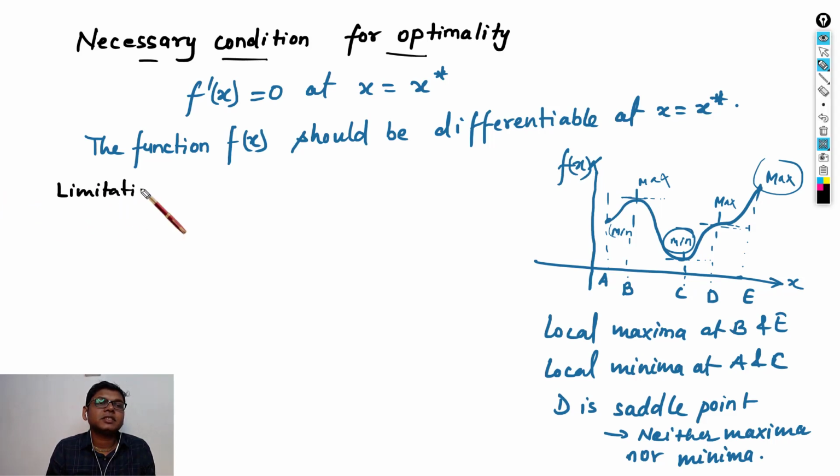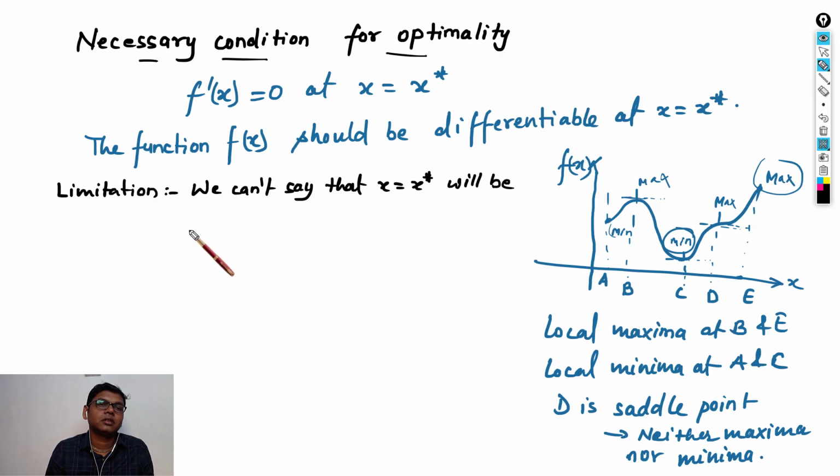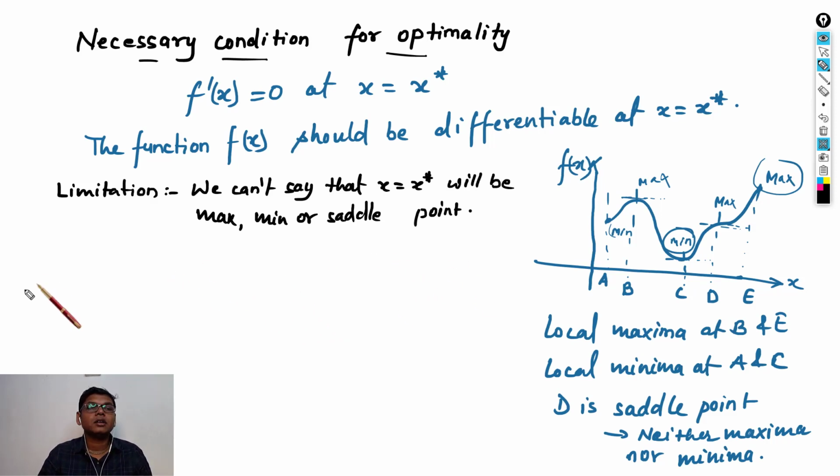So necessary condition means it must be fulfilled, but this is not the sufficient condition, because we cannot say that x is equal to x star will be minima or saddle point. We cannot say that. So for that we require a sufficient condition for optimality.